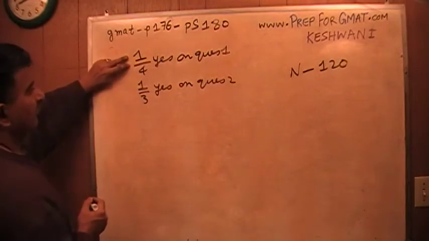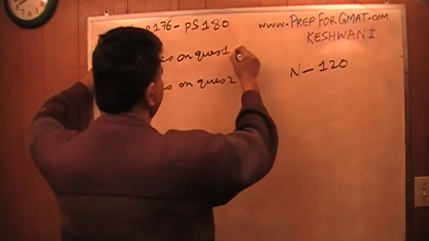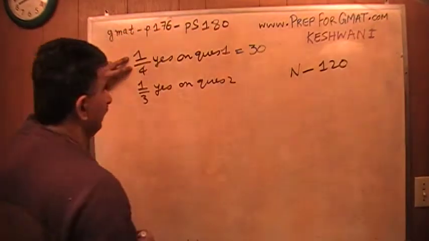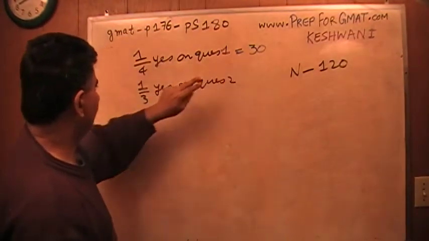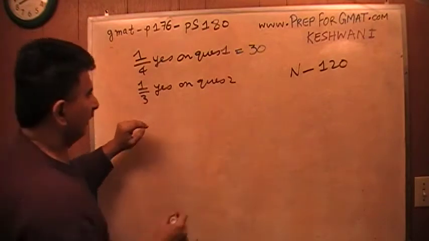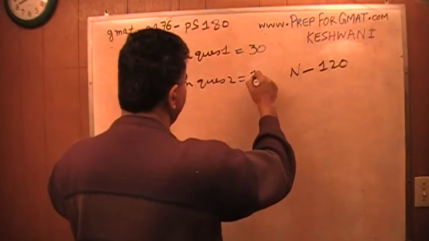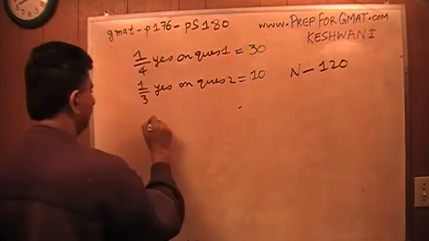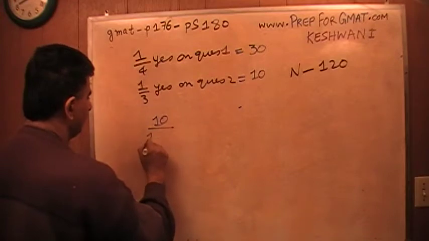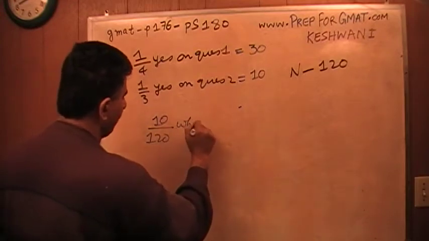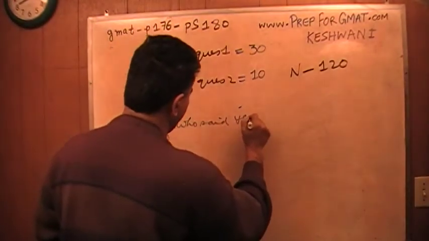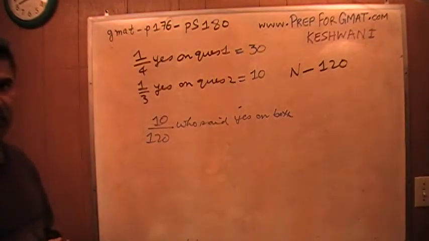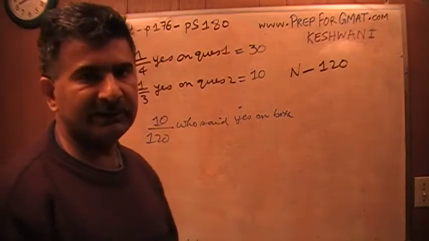1/4 of them said yes on the first question. 1/4 of 120 is 30, and of those 30, 1/3 said yes on the second question. 1/3 of 30 is 10, which means there are 10 people out of 120 who said yes on both questions. But we are not interested in these 10 people. The question is, how many of you did not say yes on both?